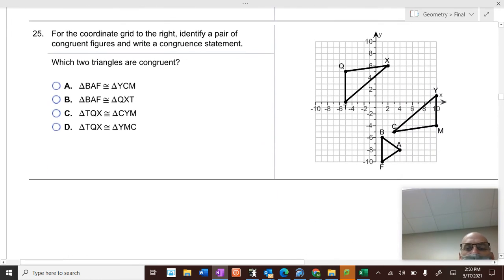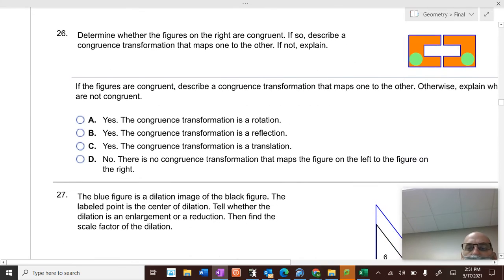Okay. For 25, which ones are congruent? Well, we know this is not congruent. So which ones are congruent? Well, TQX and CYM. What type of transformation is this? A rotation, a reflection, or a translation? It's a reflection across the line right here. That's just reflected across.